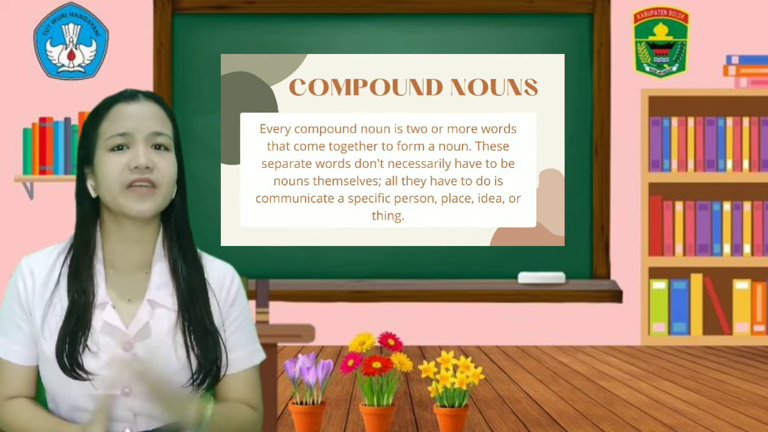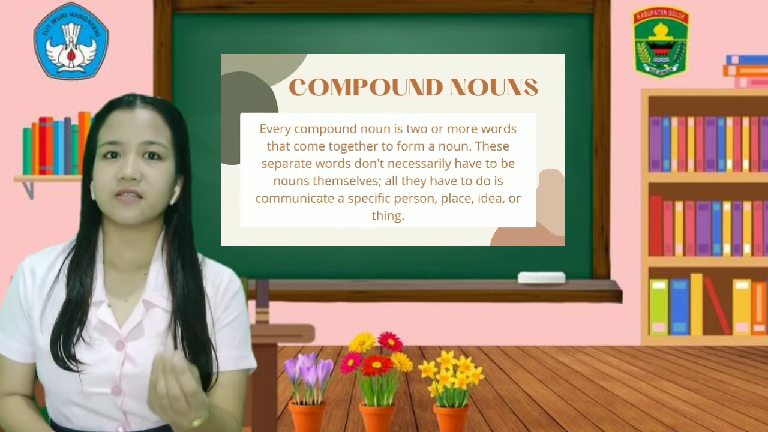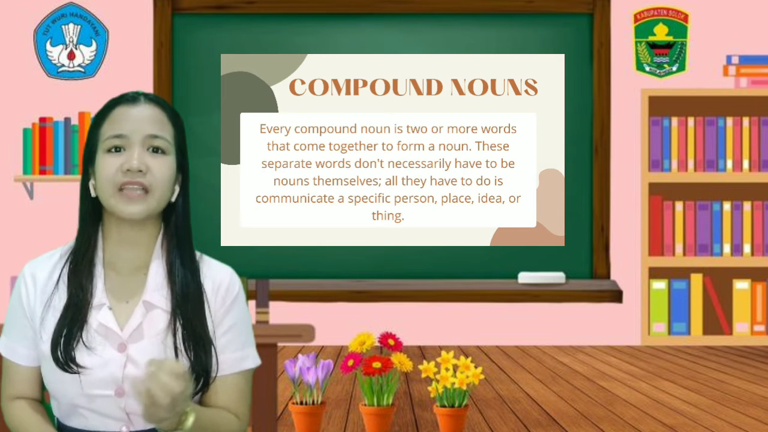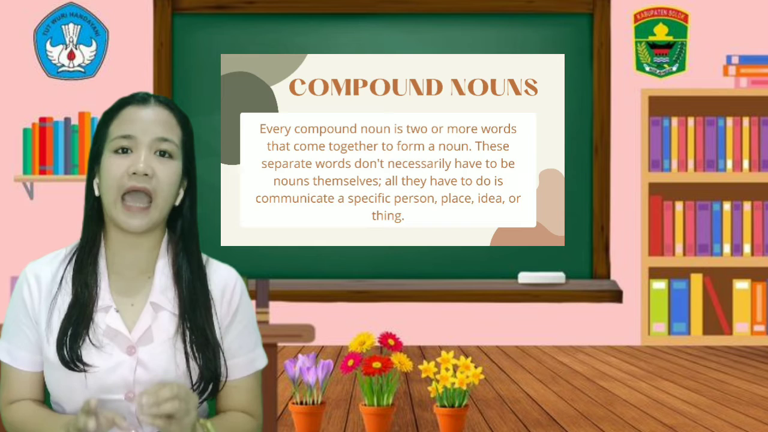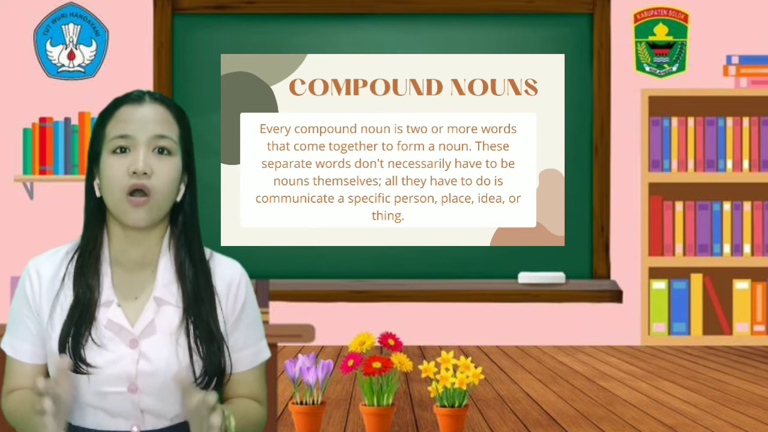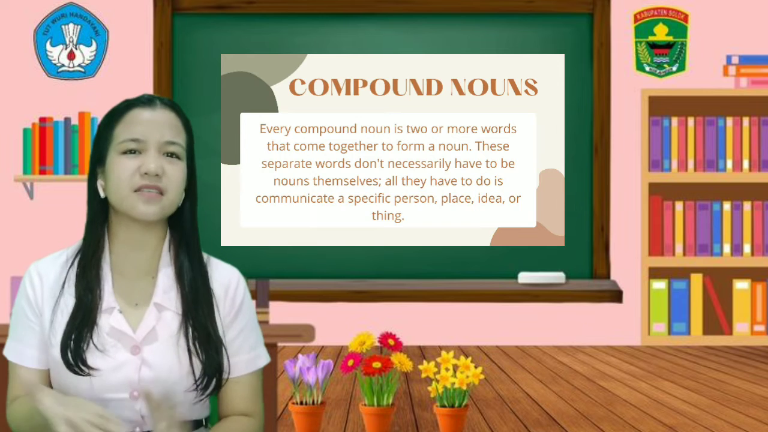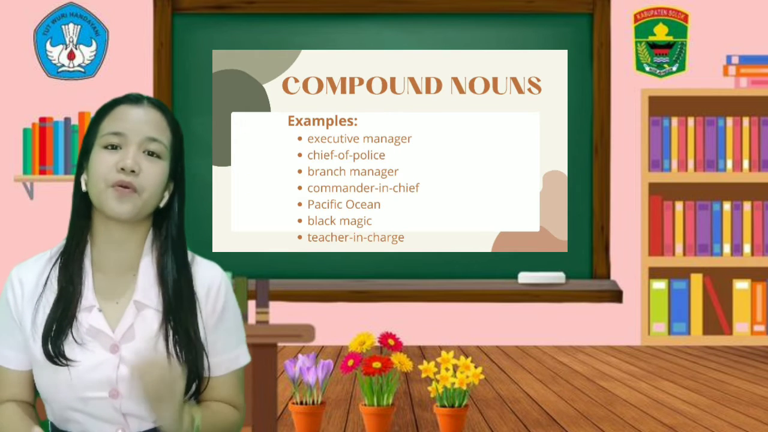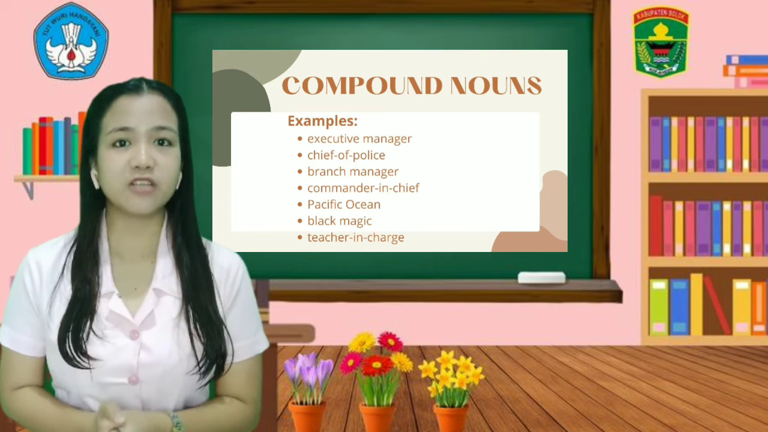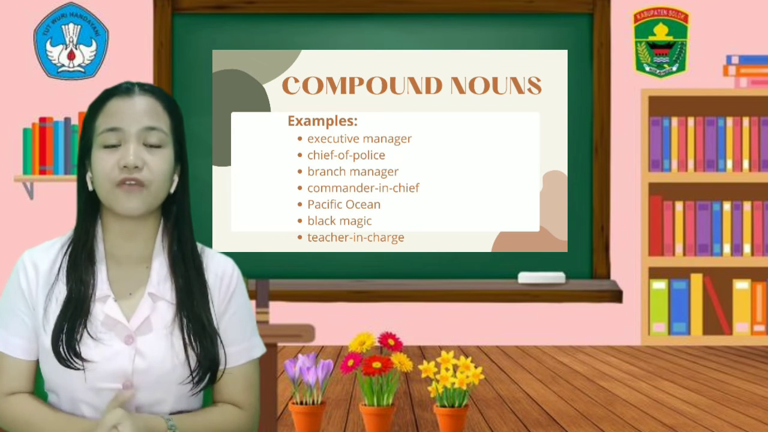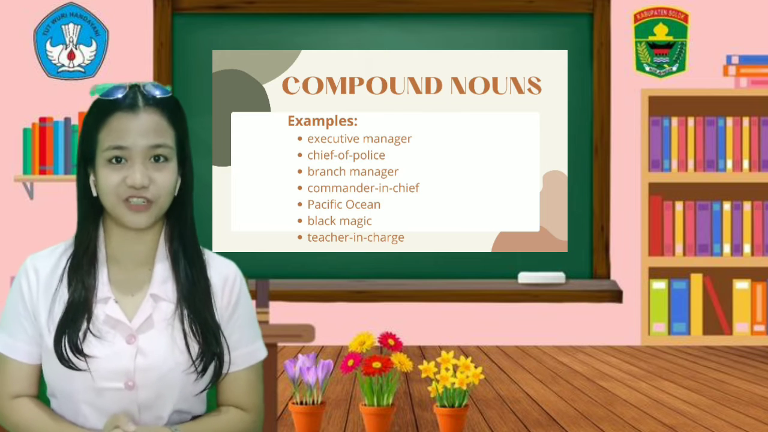Okay. Another kind of noun is the compound noun. A compound noun is two or more words that come together to form a noun. These separate words don't necessarily have to be nouns themselves. All they have to do is communicate a specific person, place, thing, or idea. For examples: executive manager, chief of police, branch manager, commander-in-chief, Pacific Ocean, black magic, teacher in charge. Okay?